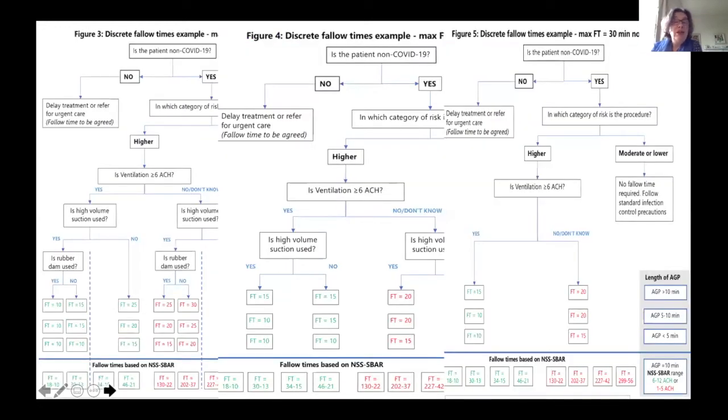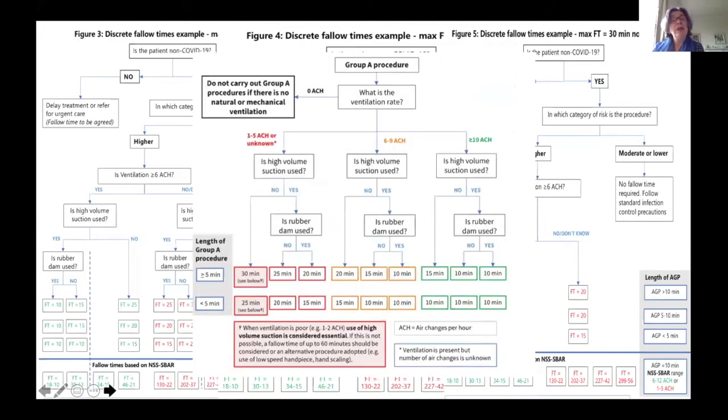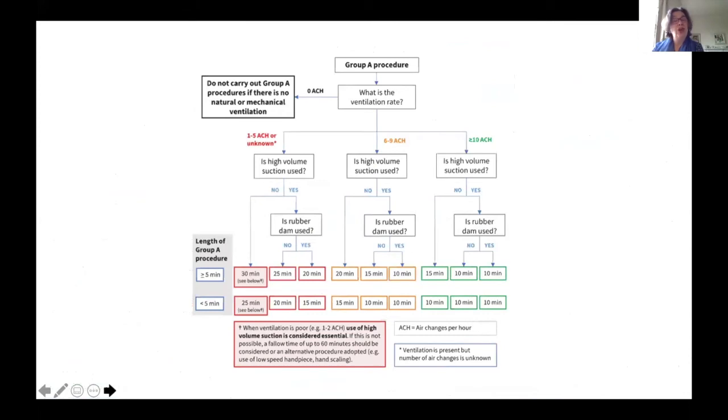Like a graffiti artist too, actually coming up with that image that describes and portrays simply a huge amount of work in the background. That is what we did before coming up with this flow chart. And as you can see, of prime importance here is ventilation. And the first question is around ventilation rate, and if there is none, you would not proceed with one of the Group A procedures with a high-speed drill.